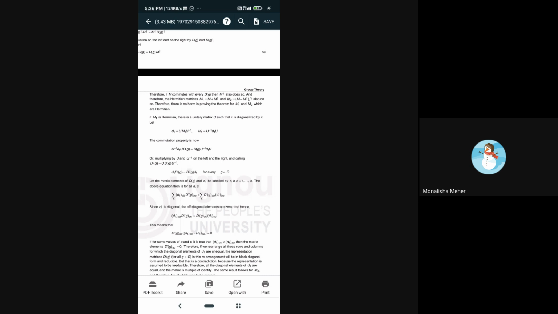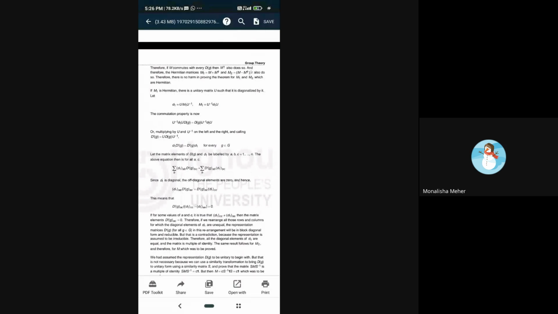If M1 is Hermitian, there is a unitary matrix U such that it is diagonalized by it. So D1 is equal to U M1 U inverse, and M1 is equal to U inverse D1 U. The commutation property is now U inverse D1 U D(G) is equal to D(G) U inverse D1 U. Now multiplying by U and U inverse on the left and right, and calling D dash G equal to U D(G) U inverse, you get D1 D dash G is equal to D dash G D1 for every G belonging to the group. Let the matrix elements of D(G) and D1 be labeled by A, B, C, where A, B, C equal 1 and so on up to N. The equation then is, for all A, C, summation over B of D1 AB D dash G BC is equal to summation over B of D dash G AB D1 BC.